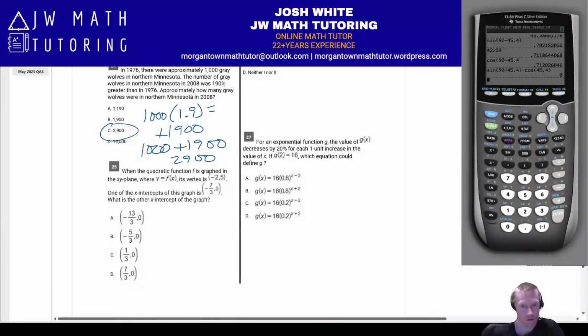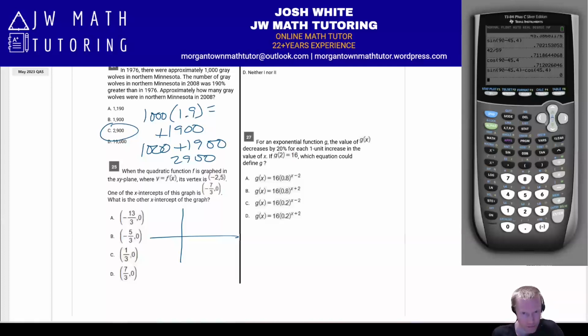For question number 25, we have a quadratic function and we're told some information about its vertex. And then we're also told one of the x-intercepts of the graph and they want to know what the other one is. Basically, what you have to know for this one is, and I'll draw this out just to show you, the vertex is at (-2, 5). So -2, and you go up 1, 2, 3, 4, 5. Just estimate it. One x-intercept is at (-7/3, 0).